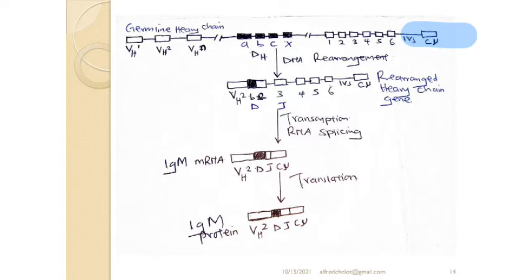Now, what is going to follow next? This is followed by transcription of the heavy chain. The rearranged DNA of the heavy chain is going to be transcribed. So you can see this rearranged DNA segment of the heavy chain will undergo transcription. And you need to understand that during transcription, RNA is produced, specifically the mRNA. So mRNA is going to be produced.